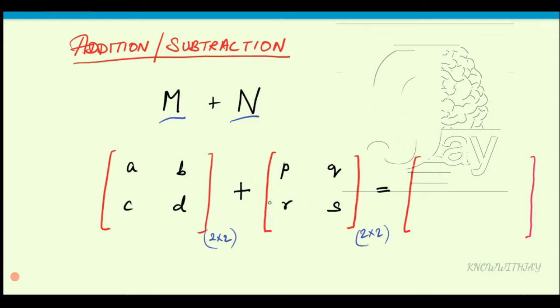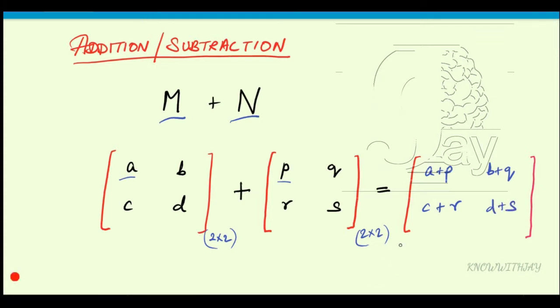We just need to add the corresponding elements, like the first element of M and the first element of N. So it should be A plus P. Similarly the second one, B plus Q, C plus R, and D plus S.